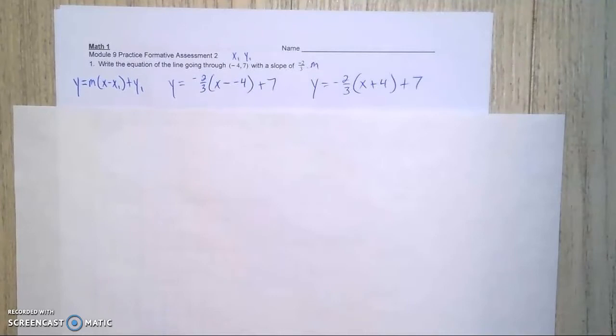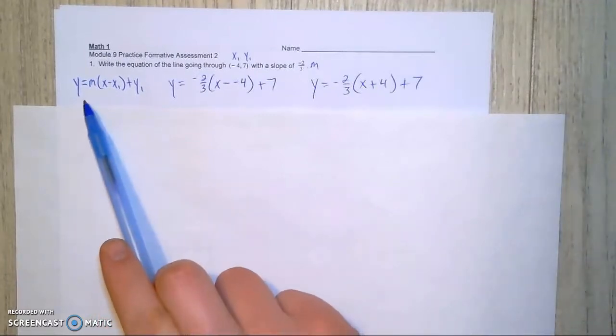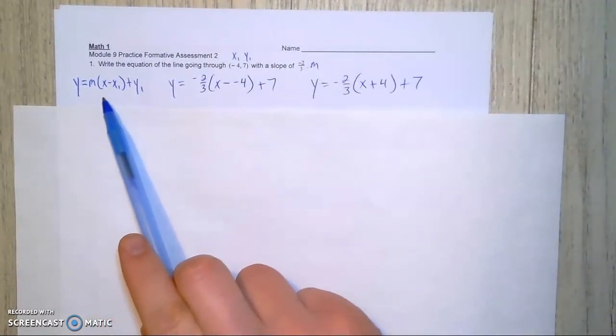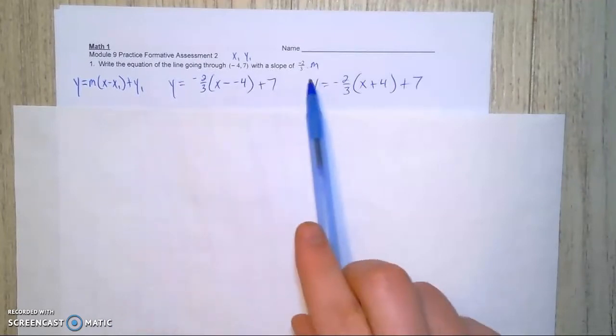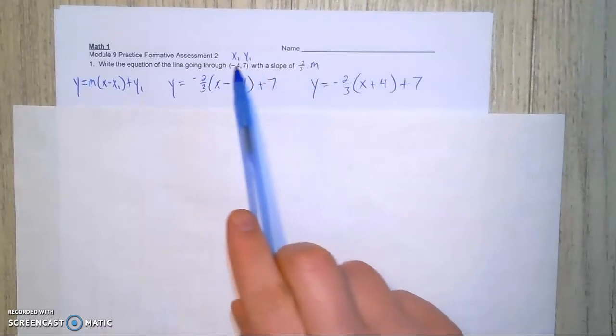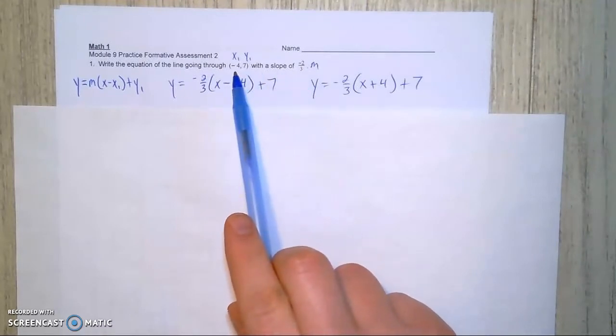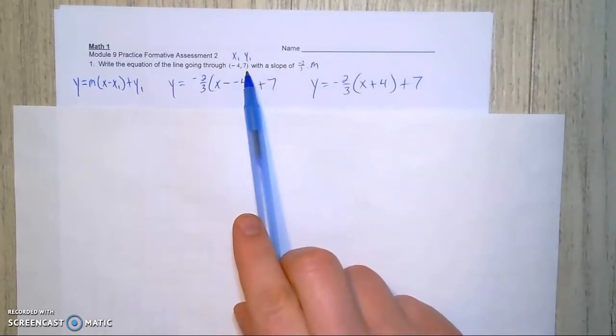Wanted to go over the practice formative assessment number 2 from yesterday with you, show you some answers, talk about a few of them. So in number 1 here, we're looking at an equation in point-slope form. We've got the general form of y equals m(x minus x1) plus y1. So I identified a slope m of negative 2/3, an x1 of negative 4, and a y1 of 7.